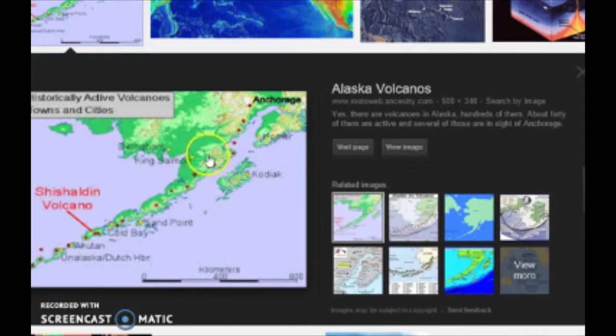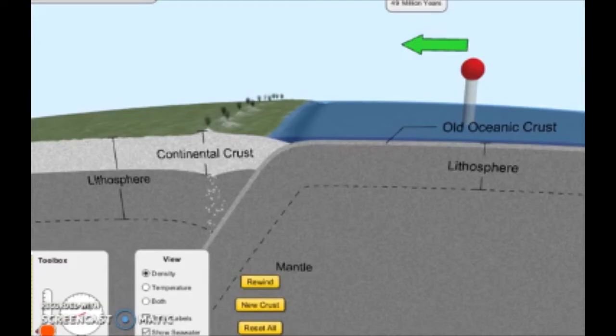Okay, this is the Alaskan island chain. The Pacific plate is getting pushed under right here, and so all of these volcanoes, these red dots, are forming because of what we're seeing here in the simulation.